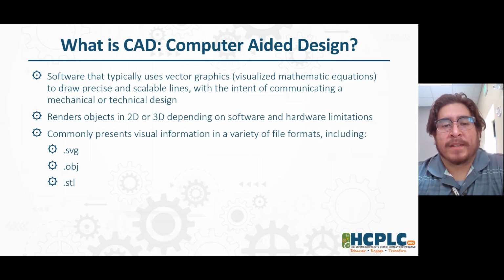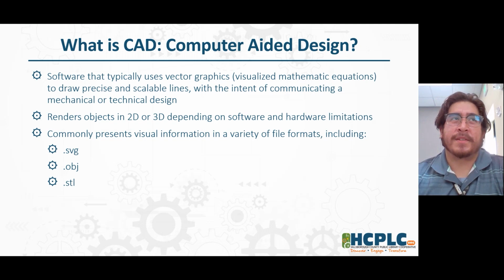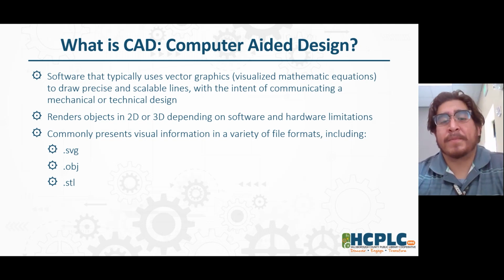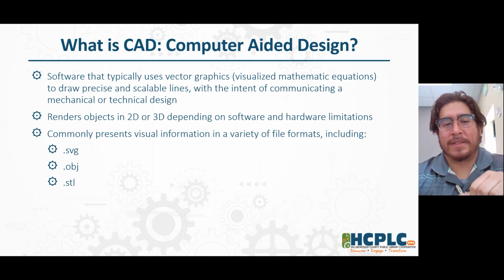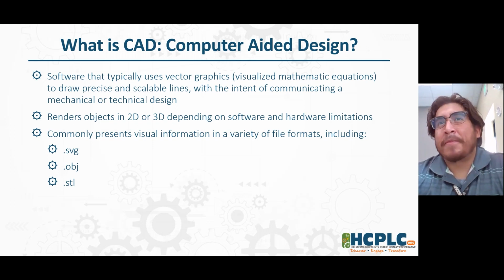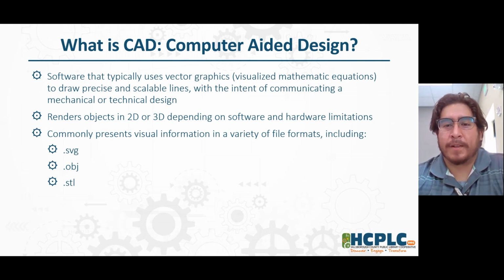What is computer-aided design? Computer-aided design is software that typically uses special graphics called vector graphics to draw very precise and scalable lines. We'll get into what those specifics are later in the program. But what you need to know is that the precision and scalability of these graphics are used to communicate mechanical and technical designs. So think drawing blueprints, creating animations with 3D models, stuff like that.